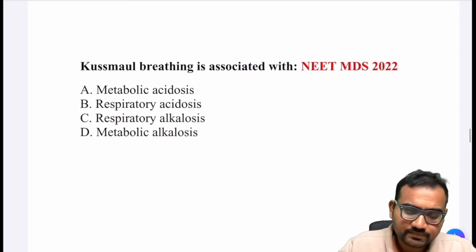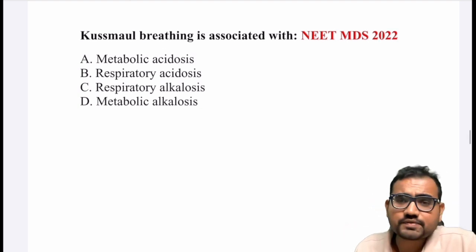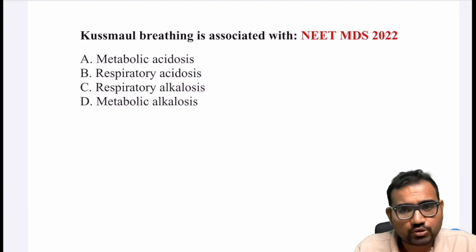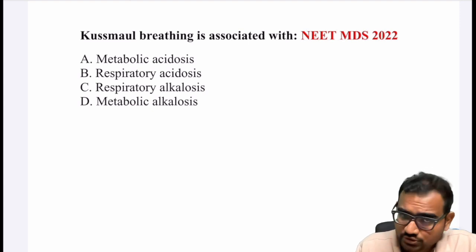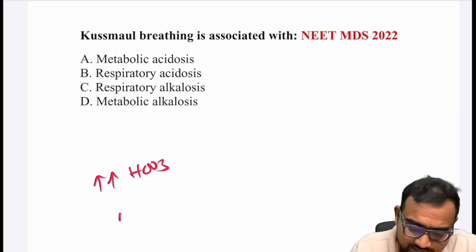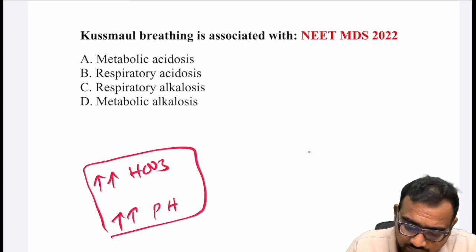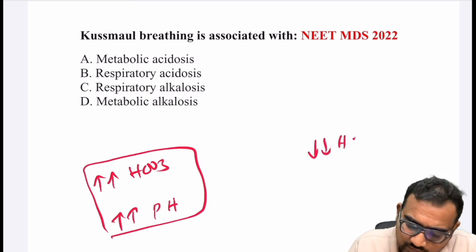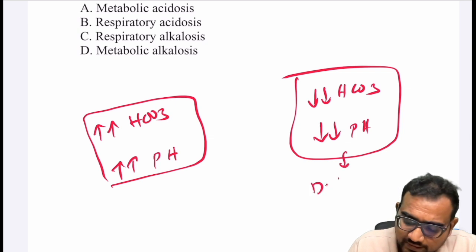So moving on to the next question: Kussmaul breathing is associated with. As we all know, there are two situations, respiratory and metabolic. We talked about respiratory acidosis and alkalosis. Now what are metabolic acidosis and alkalosis? Metabolic alkalosis is whenever there is an increased bicarbonate, there is going to be an increase in the pH. Metabolic acidosis is whenever there is a decrease in the bicarbonate, there is going to be a decrease in the pH. Metabolic acidosis is nothing but diabetic ketoacidosis.